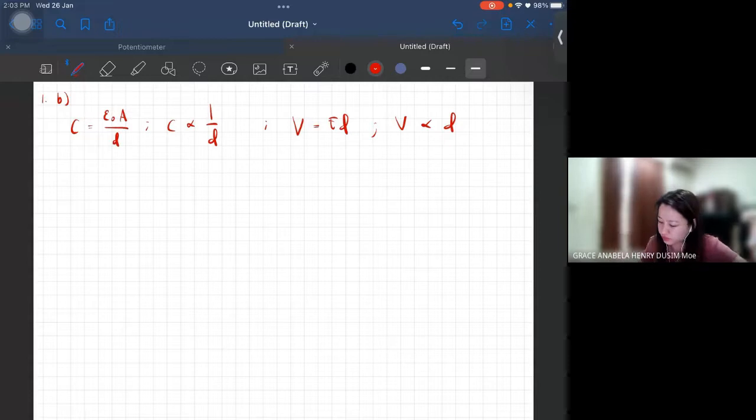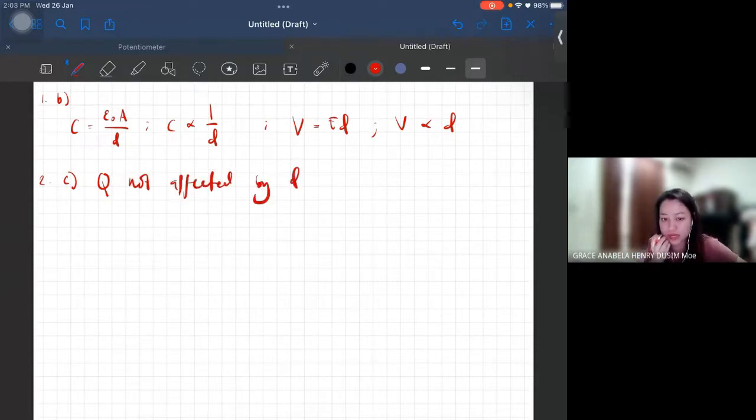Okay, recording. So question 2, the answer is C. Why does the amount of charge stay the same? Because the charge is not affected by separation. Not affected by separation. So it's D.